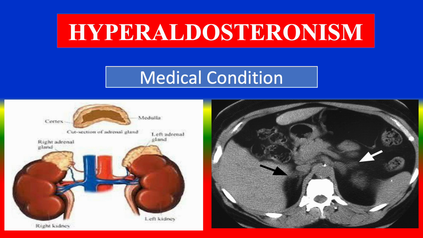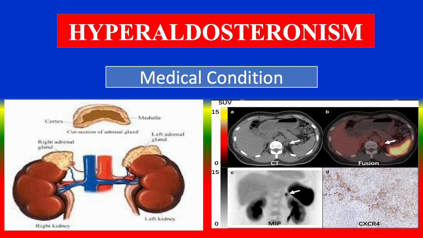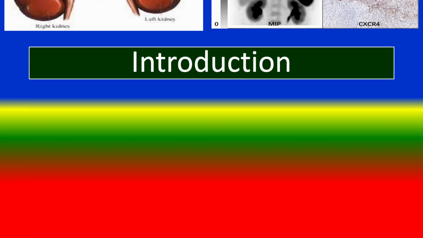CT findings. Look at this, abnormalities in the adrenal gland. Then MRI findings. Look at this. Detail going on. Introduction.